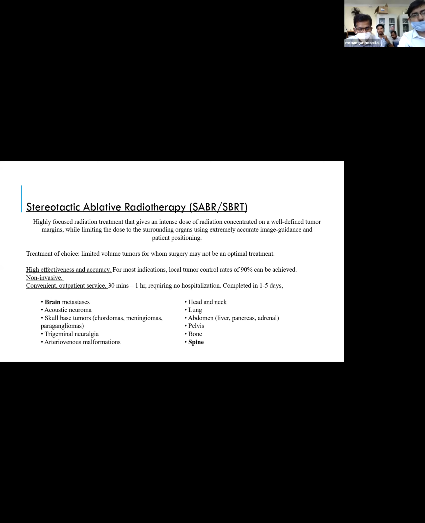and therefore deliver precise radiation. Finally, we have stereotactic ablative radiotherapy, which provides highly focused radiation treatment, an intense dose of radiation concentrated to a well-defined tumor. And this is specifically very important for brain metastasis and for tumors of the spine. It is highly effective and accurate, non-invasive, and a convenient outpatient service requiring not more than 30 minutes to 1 hour.